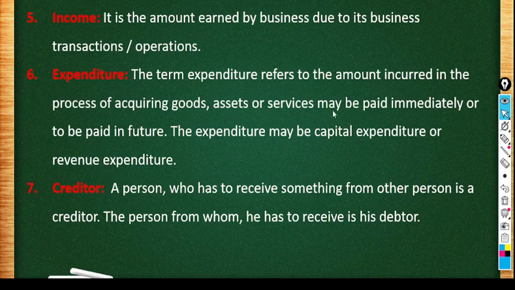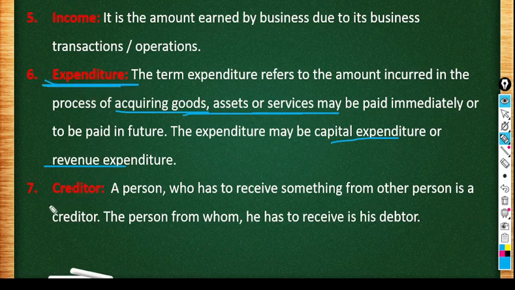Assets or services may be paid for immediately or in the future. Expenditure is of two types: it may be a capital expenditure or a revenue expenditure. So expenditure is nothing but acquiring goods, assets or services. When you acquire anything, you are spending some money; that is called expenditure.